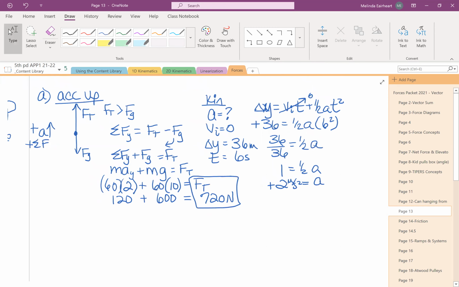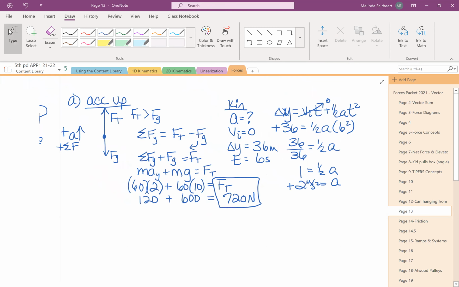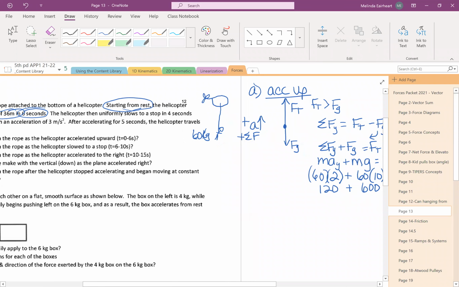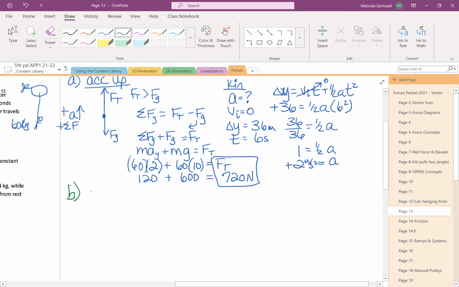Part B. What is the tension as it slows to a stop? 6 to 10 seconds. And so part B, we're accelerating what direction if she's going upwards but slowing down? That's a negative acceleration, right? Meaning I need a negative net force. What would the diagram look like now?